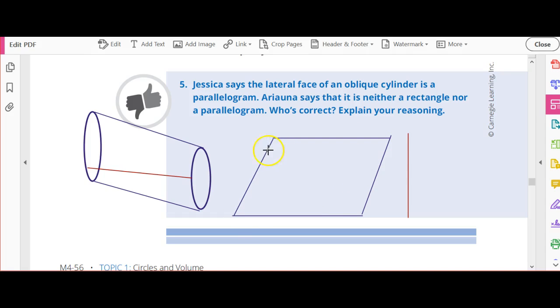So what is that shape that we end up with? I'll let you figure that out. Think about that. I think you can know that.